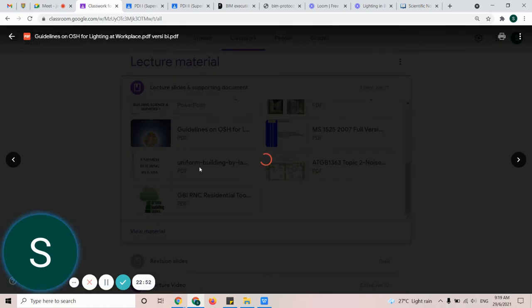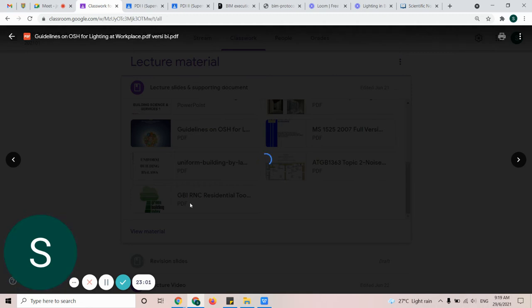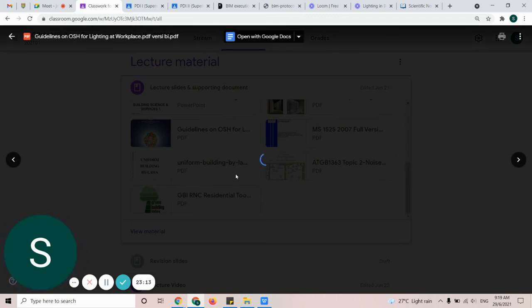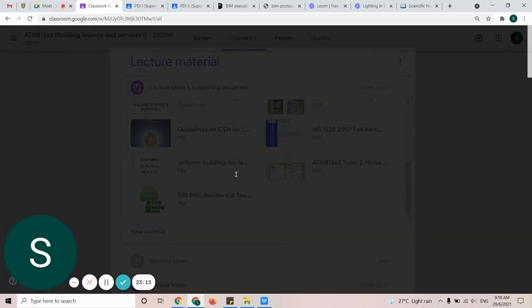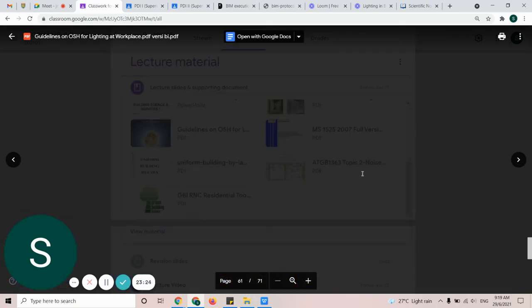So here in this guideline, they actually mention a specific table and a specific amount. So do note that different bodies will have different requirements. So based on them, we should design our work accordingly. So this is from Malaysia for the Department of Occupational Safety and Health.